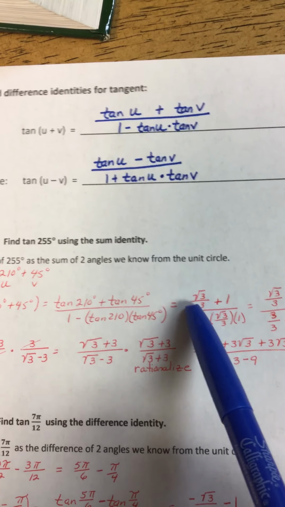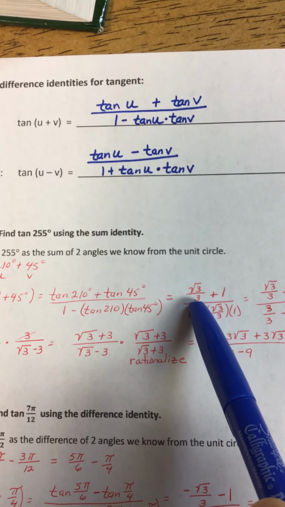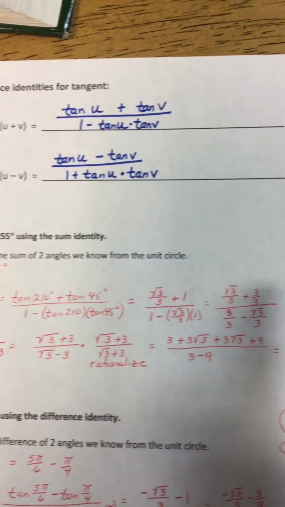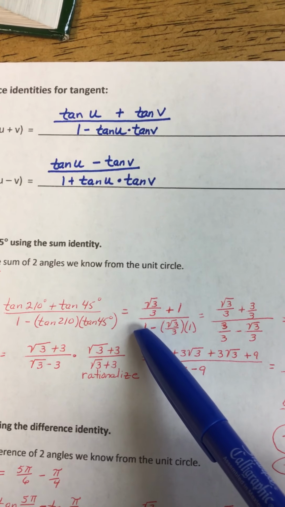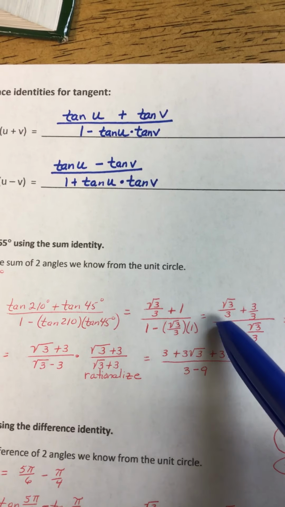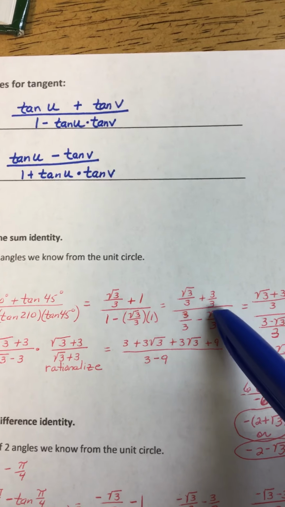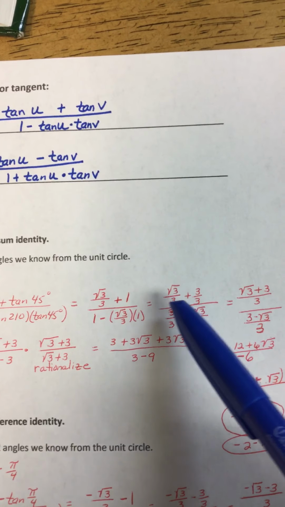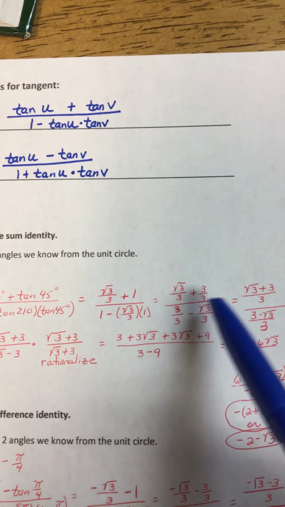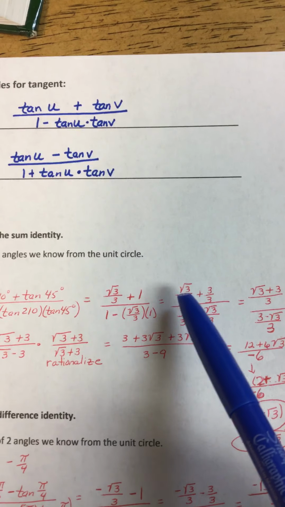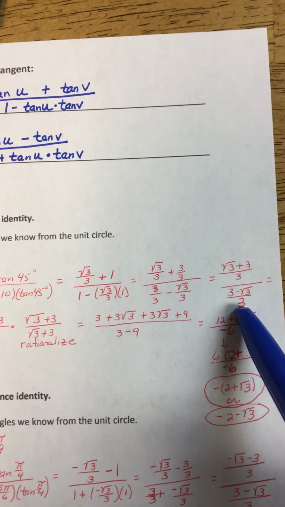Now, if I want to add these expressions, I'm going to have to get a common denominator, and that would make sense to use a 3 as my denominator. So as I move over, you're going to see that I've changed this 1 to 3 over 3. I did the same thing here in the denominator. I changed 1 to 3 over 3. And of course, multiplying 1 by that would give me minus the square root of 3 over 3. Now, since I have a common denominator, I can add my numerators. Square root of 3 plus 3 over that 3. 3 minus the square root of 3 over this denominator of a 3.